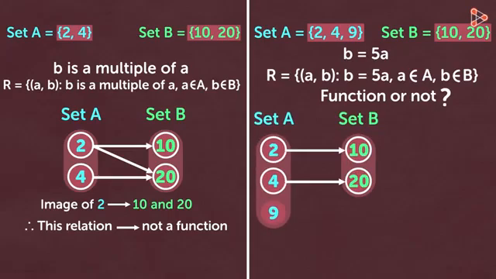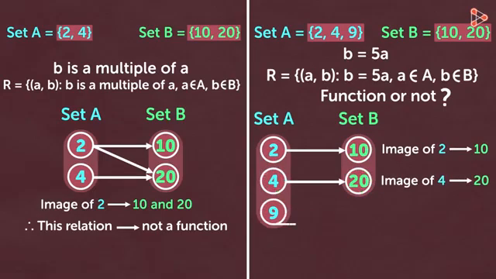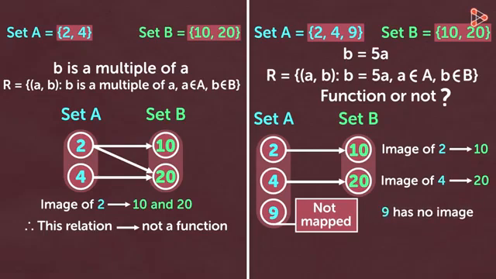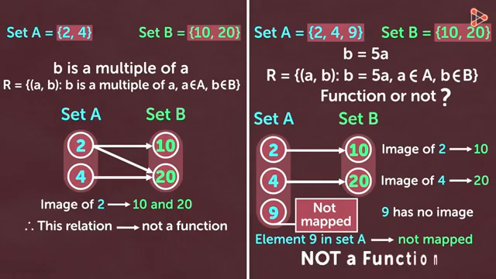Yes, this is how it will look. We can see that 2 is mapped to 10, 4 is mapped to 20 and 9 is not mapped to any element. So we can say that 9 has no image in set B. Although the elements 2 and 4 in set A have one and only one image in set B, every element in set A is not mapped. And hence we can say that this relation is not a function from set A to set B.